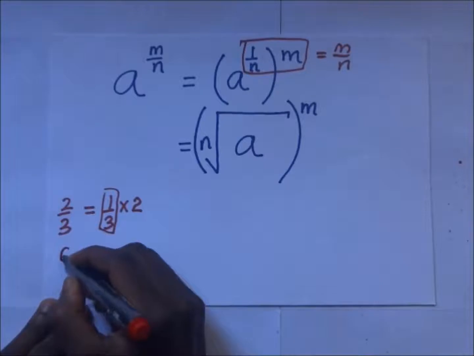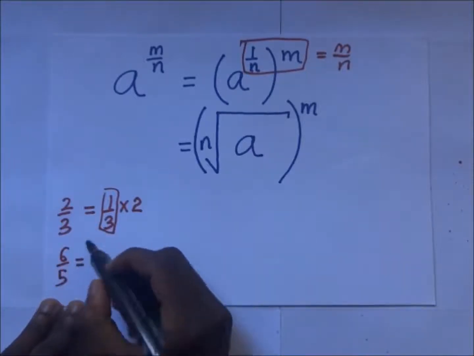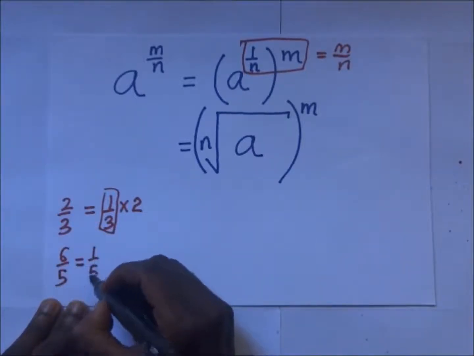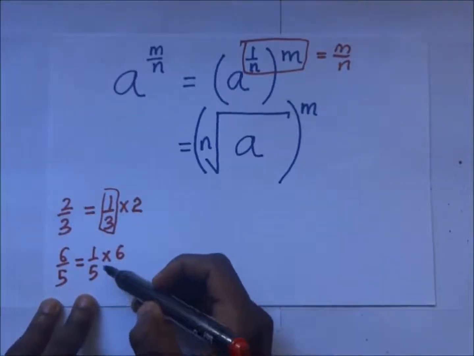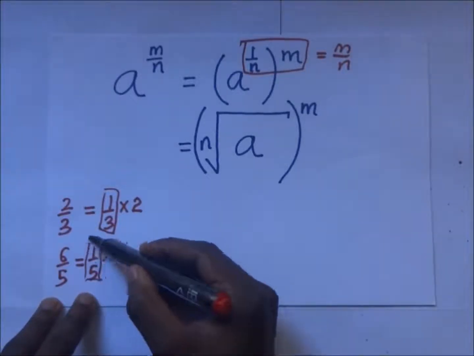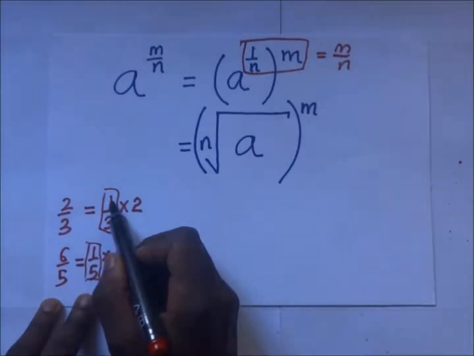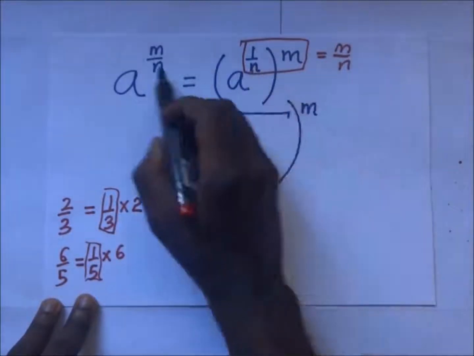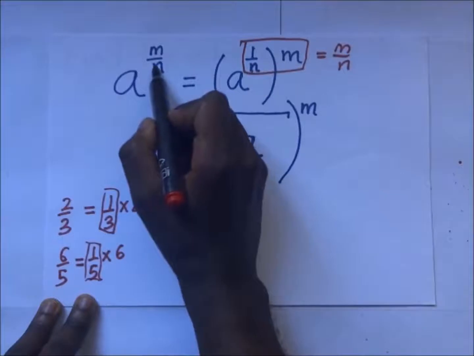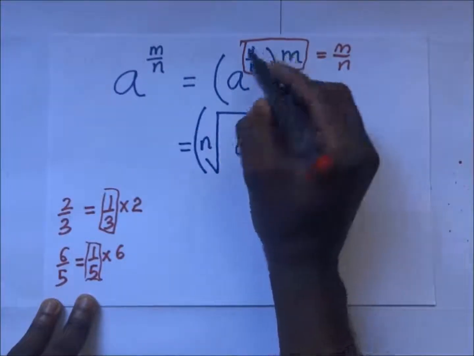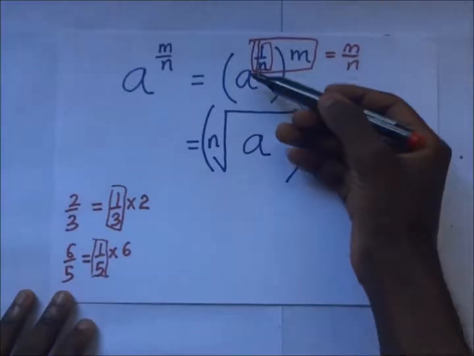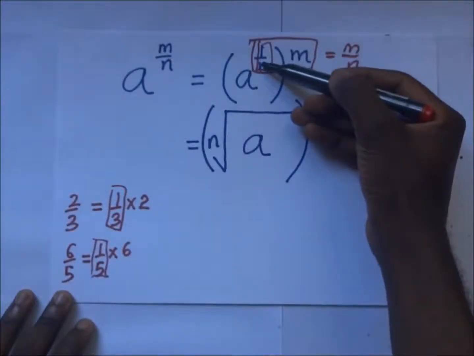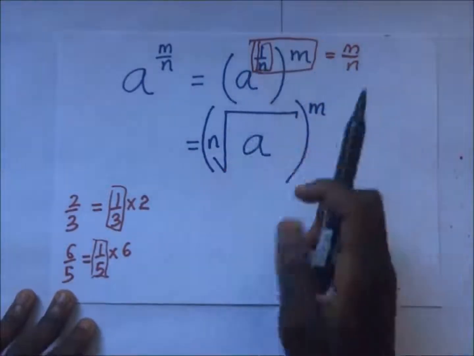Or if they told you 6 over 5, 6 over 5 is the same as saying 1 over 5 times 6. So our interest here is to create a fraction that is having 1 as the numerator. And that's what we are doing here. That m over n is the same as 1 over n times m. We are interested in this fraction that is having the 1, because any number to the power 1 over n is equivalent to the nth root of that number.